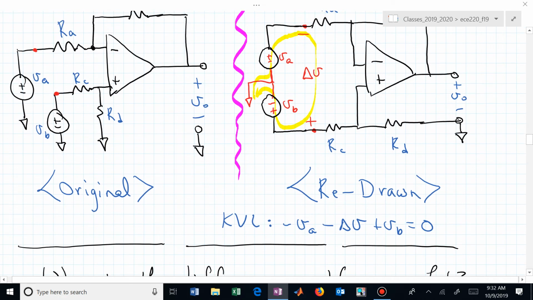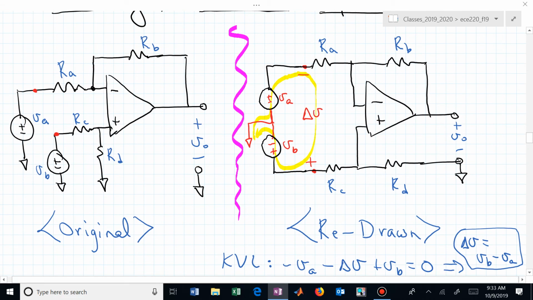Or if we simply put delta V on the other side, delta V now becomes V sub B minus V sub A. And that emphasizes the fact that we have a difference amplifier in play by redrawing that particular circuit. Well, if that's the case, why are we going through these redrawing gymnastics?